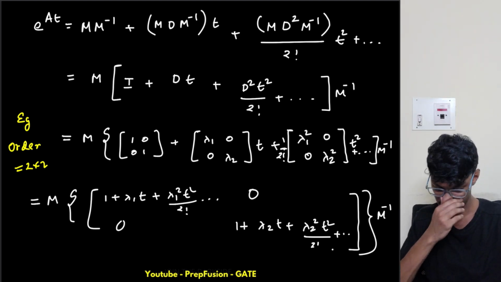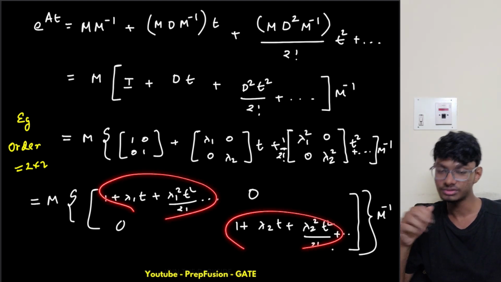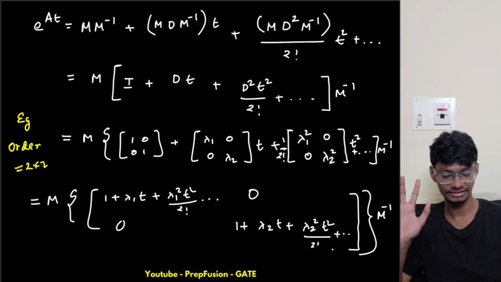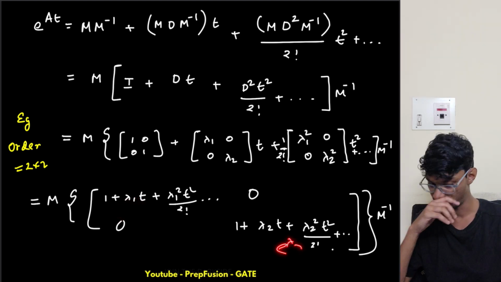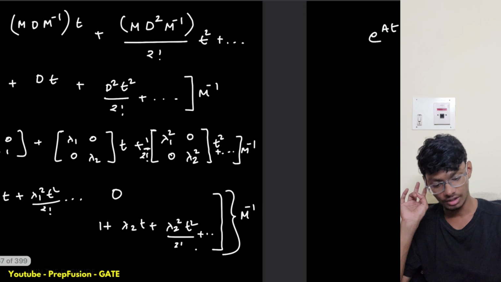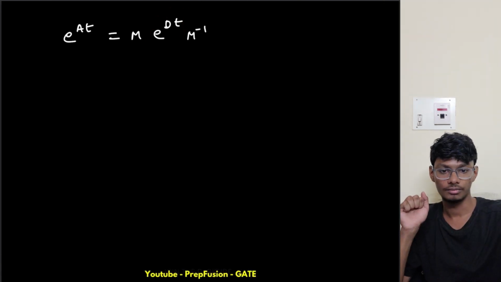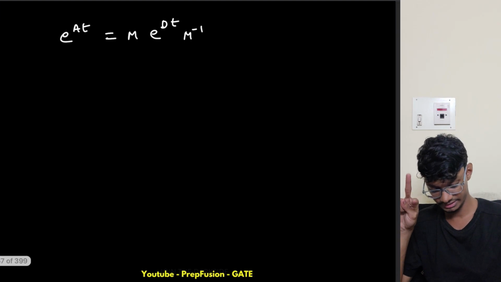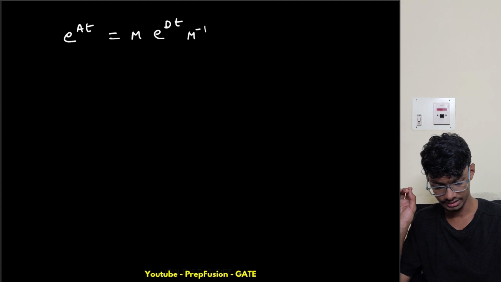M inverse. So now I hope you again recognize this series. This is scalar, you can easily recognize the series. This is e raised to power lambda 1 T, and this is e raised to power lambda 2 T. Now I hope you are understanding. This becomes e raised to power Dt only. Why? Because we simply raise it to the power, so that's why I write it e raised to power Dt.